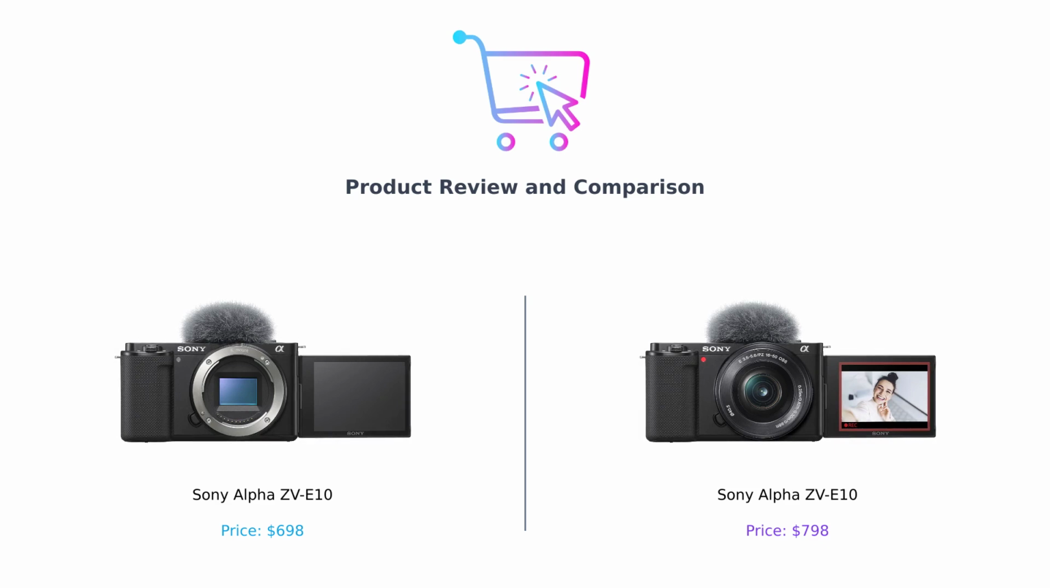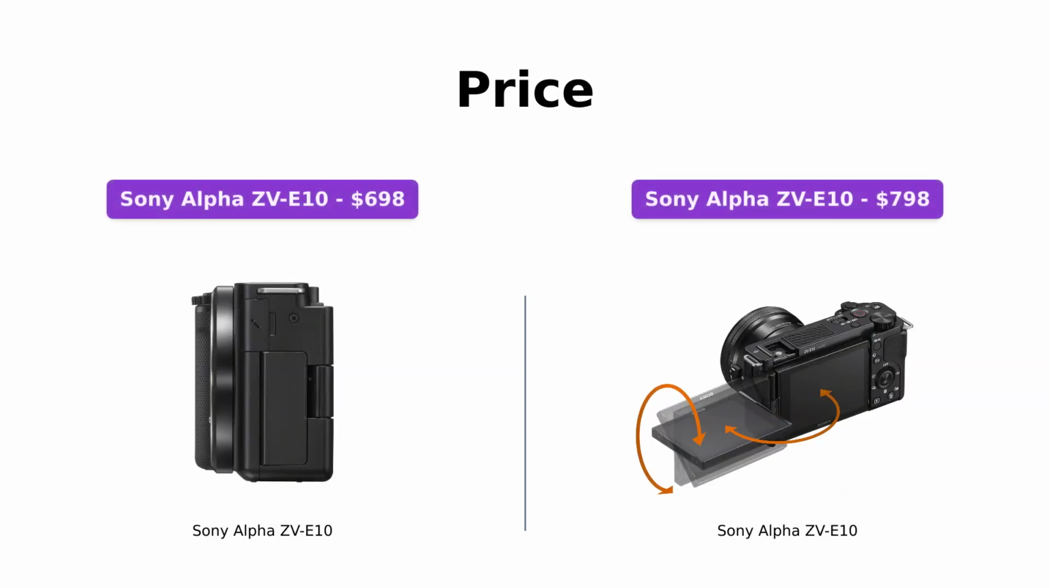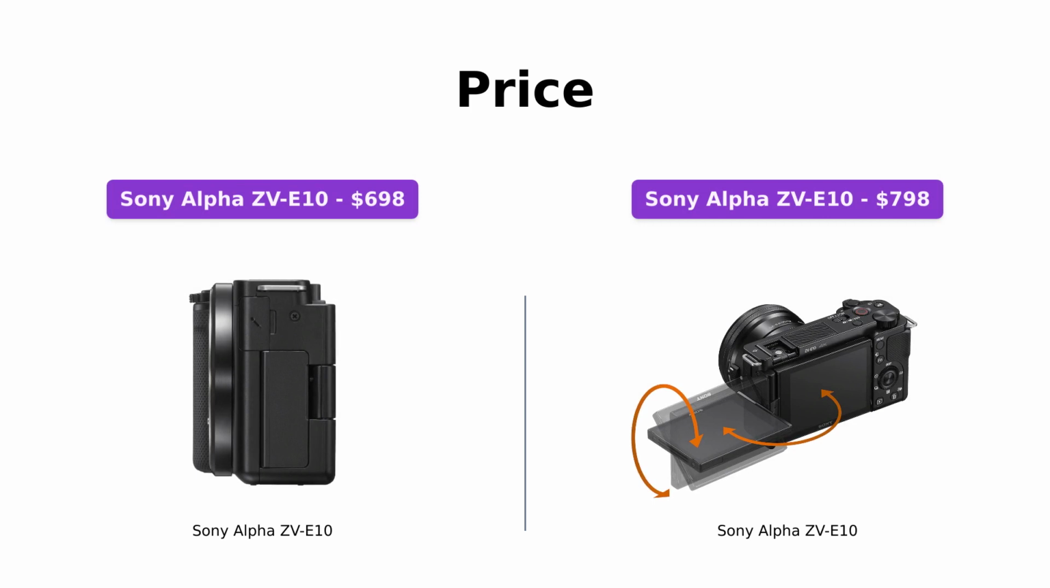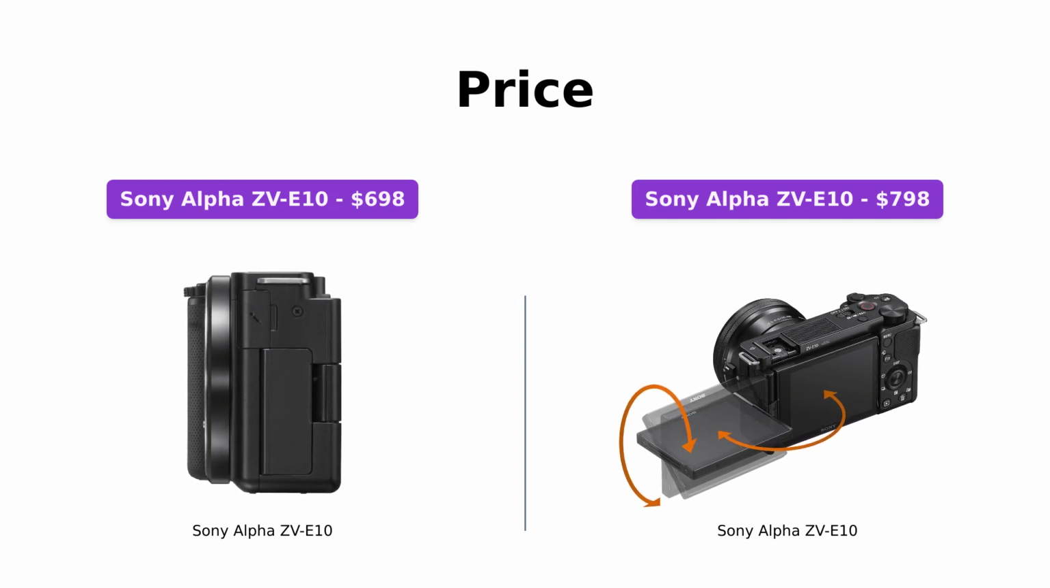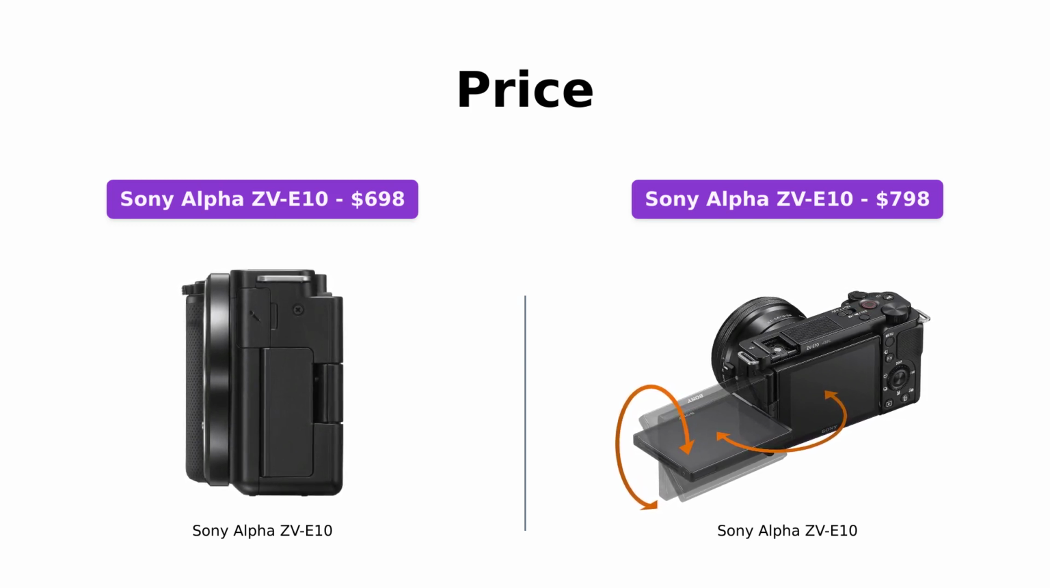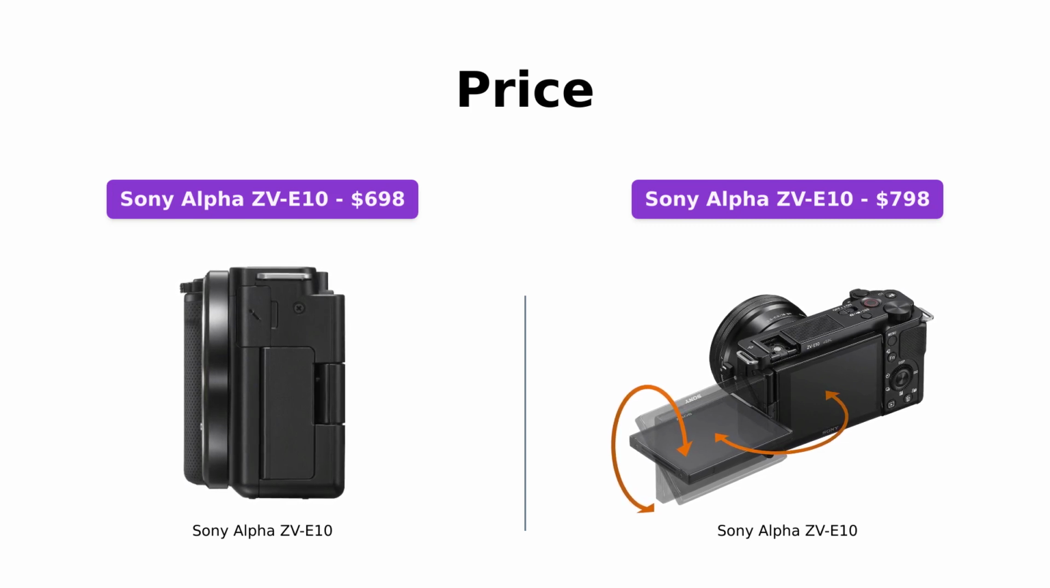So without further ado, let's get started with the comparison. Both cameras come with outstanding features, but there is a slight price difference between them. The Sony Alpha ZV-E10 is priced at $698, while its counterpart, the Sony Alpha ZV-E10, is priced at $798. It's essential to consider your budget and the additional features you might be getting for the higher price.